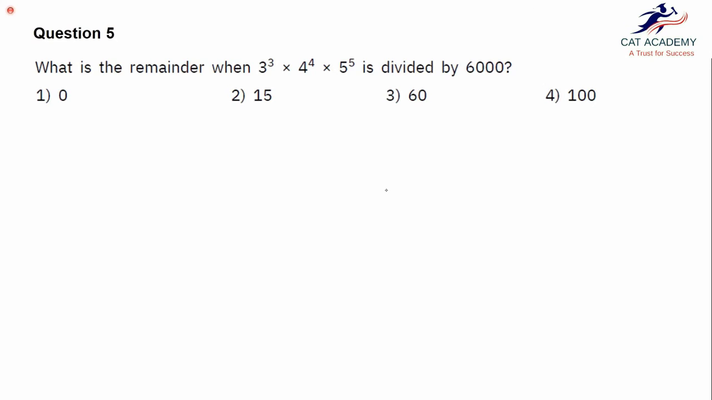What is the remainder when 3 raised to 3, 4 raised to 4, 5 raised to 5 is divided by 6,000? Yes, Priyesh, go ahead. So I want to divide 3 raised to 3, 4 raised to 4, 5 raised to 5 by 6,000. Let's do that.